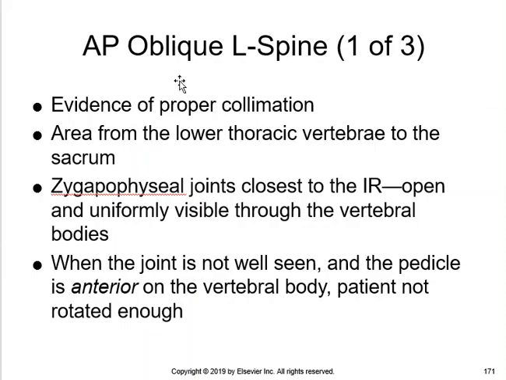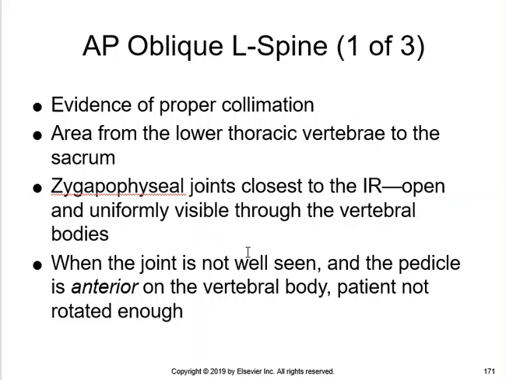But what we want to see is evidence of proper collimation, an area from the lower thoracic spine to the sacrum. This is nothing new here. Zygapophyseal joints closest to the image receptor if the patient is AP. If the patient's PA, it will be the side elevated away from the image receptor.